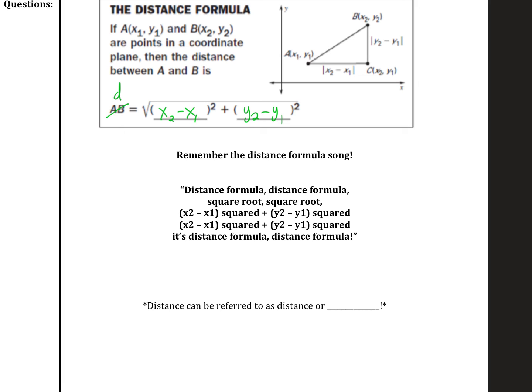Distance formula, square root, x2 minus x1 squared plus y2 minus y1 squared, x2 minus x1 squared plus y2 minus y1 squared, distance formula.